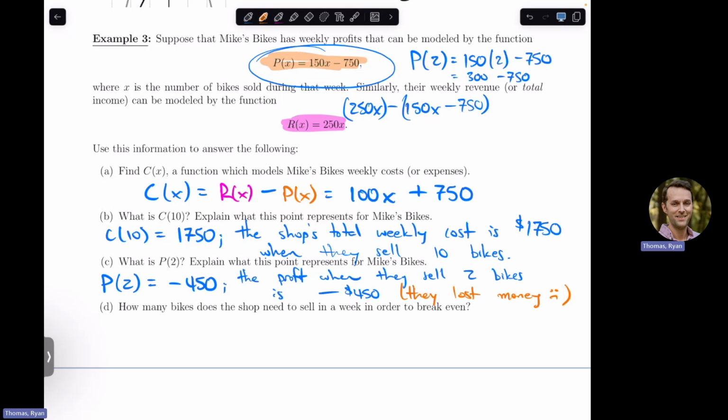Which I guess we're sad about if we're putting ourselves in the position of the bike shop, or maybe happy about if they're the crosstown rival that we don't like very much. But they lost money. That's what happened. Okay, which begs the question then, how many bikes do they need to sell in a week in order to break even? I don't know. Why 5?